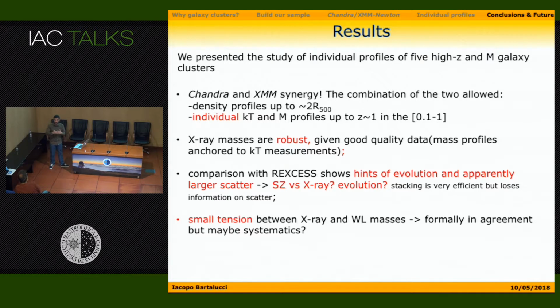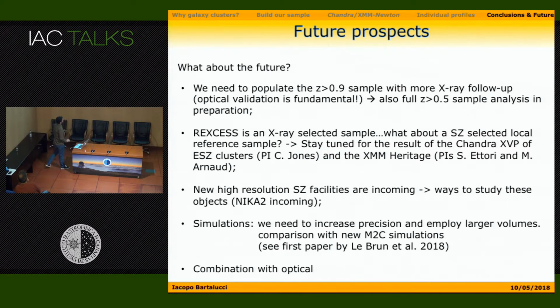They stacked a lot of observations to overcome the cosmological dimming and retrieve good statistics. But when you're doing stacking, you are losing information on the scatter, on the individual scatter of the profiles. Stacking is very efficient, but you lose information on the scatter. Another thing that I would like to point out is that small tension between X-ray and weak lensing masses, formally in agreement, but maybe there are some effects that we should look at. And then, just talk about future prospects.